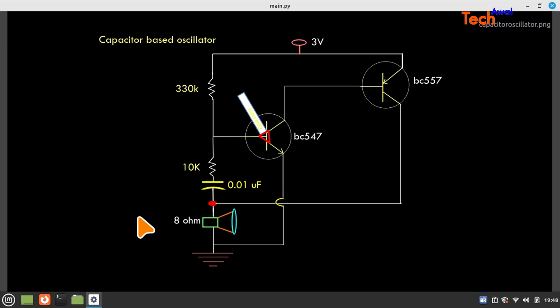If the base and emitter junction is in forward bias, in the active region, and the base and collector junction is in reverse bias, then the transistor is said to be in active state, on state. A similar condition applies here. This is P and this is N. The voltage here is more and here it is less, so this would be forward bias.